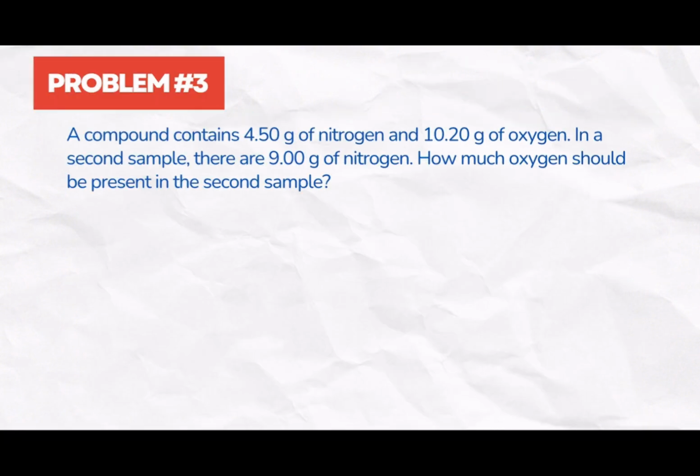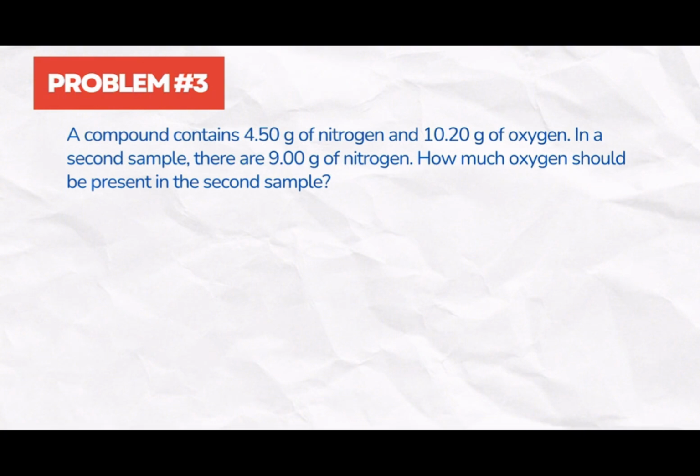In the last problem, we used the mnemonic MAP, mass, atomic proportion, and percentage, to get the percent composition of a compound. That was straightforward since we only need to divide the mass of each element by the total and multiply by 100. But for this problem, it's a little different.